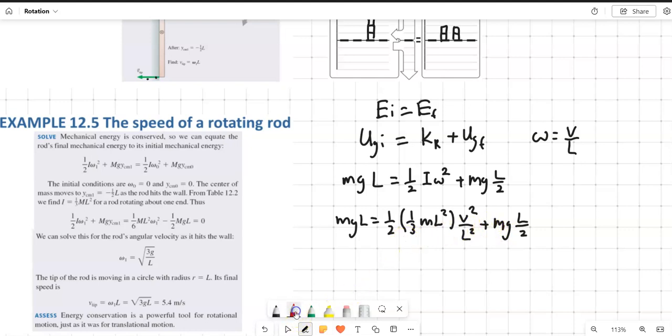All right. So a lot of stuff is going to get eliminated. The m's, first off, are going to get eliminated. These L squareds are going to get eliminated. And so what we're going to have over here is going to be gL, and this is 1/2 times 1/3, so that's going to be 1/6 v squared, plus gL over 2.